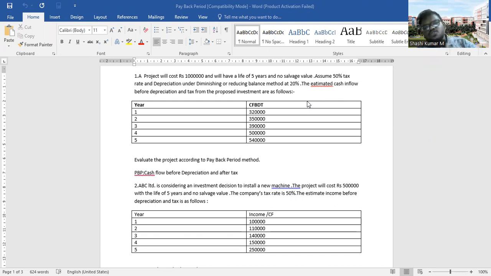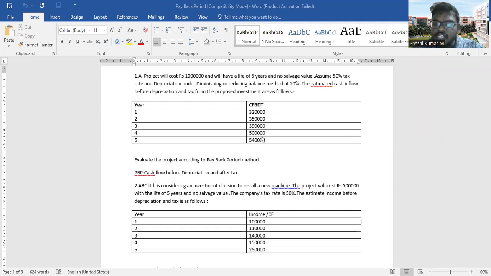So let us solve a problem on it. Let us identify what the payback period is and how to compute it. The first problem is: a project will cost rupees 10 lakhs and will have a life of 5 years and no salvage value. Assume 50% is the tax rate and depreciation under the diminishing or reducing balance method at 20%. The estimated cash inflows before depreciation and tax from the proposed investment are as follows.